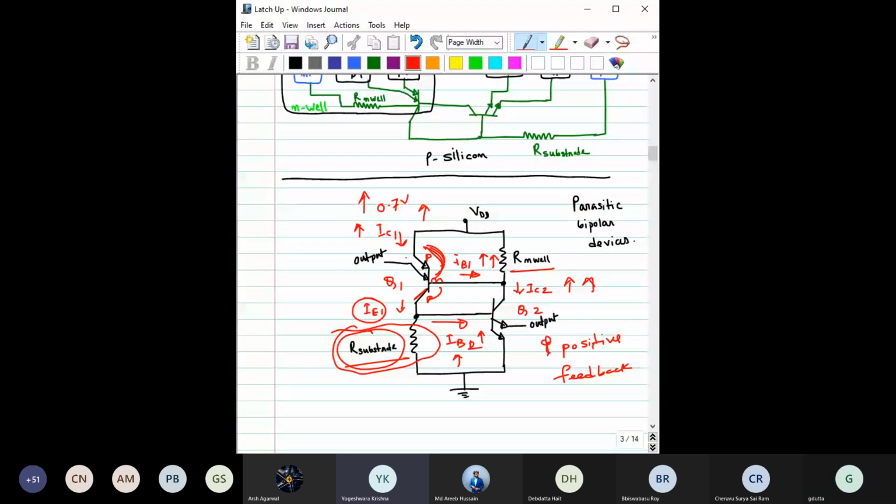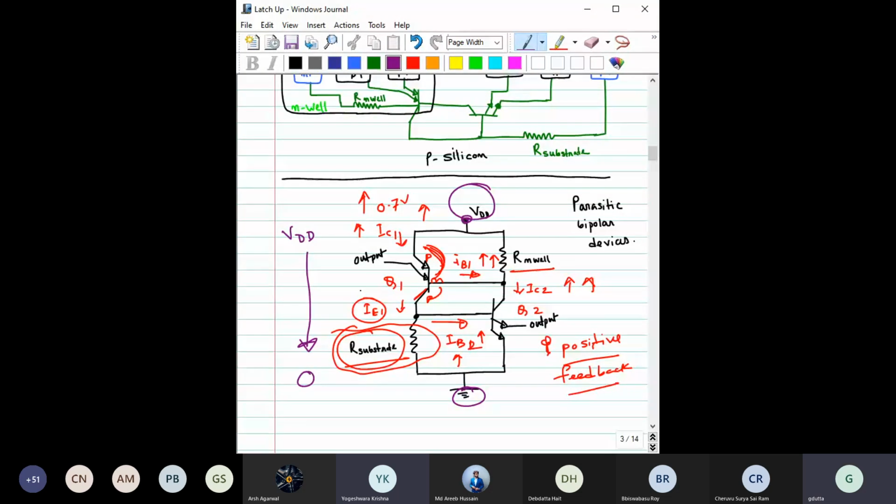Do you agree with my point? Should I repeat it? No. Okay, so you understand that there is a positive feedback, and as a result of this positive feedback, a huge amount of current will be flowing from VDD to ground. Do you agree? The current has to flow from this VDD ultimately, I mean between this VDD and this ground only, right?